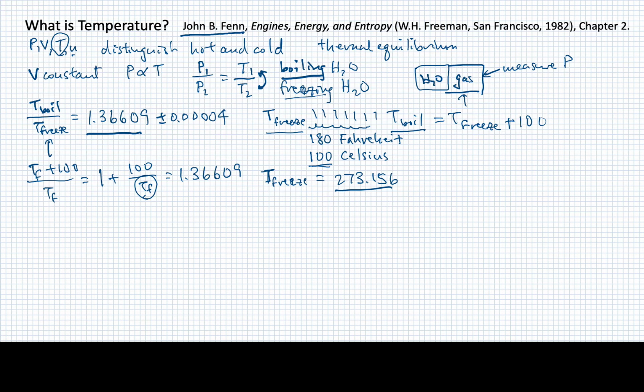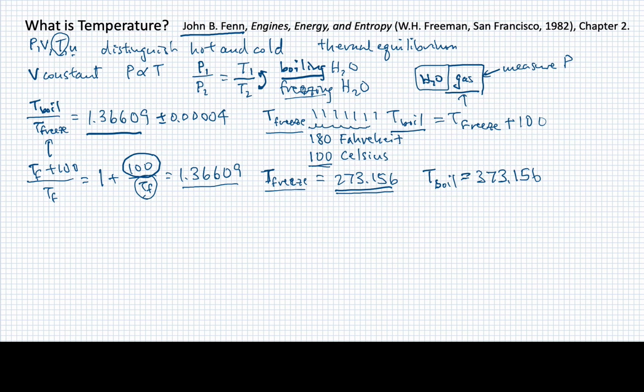All right, so in essence, what this is saying is that because of this ratio and this very common and universal behavior of gases when subjected to these temperatures, we can now define a temperature that we would ascribe to the temperature of freezing. And since we have now arbitrarily set the increment of temperature at 100, that tells us immediately that T boil will be 100 greater than this, or 373.156.